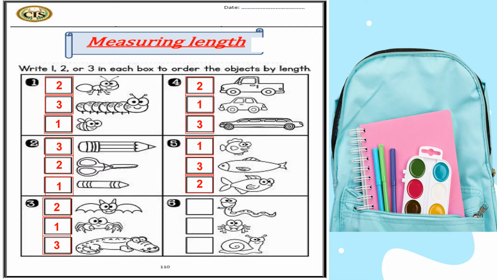Number 6. Which one of these objects is shortest? This frog. We'll give it number 1. And which one is longer? Yes, this one. And which one is very, very long? This one, we will give it number 3.